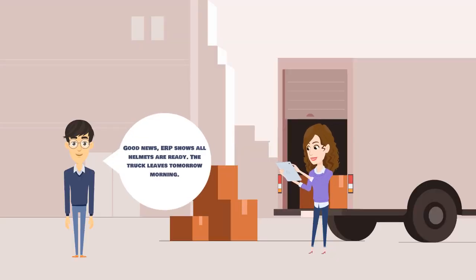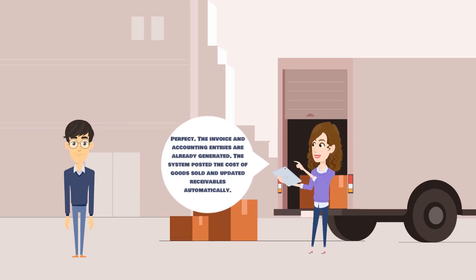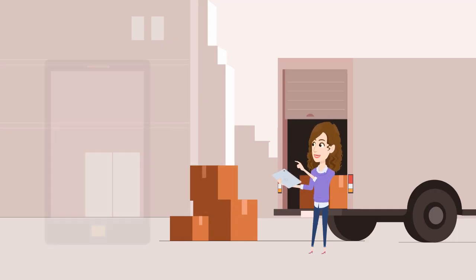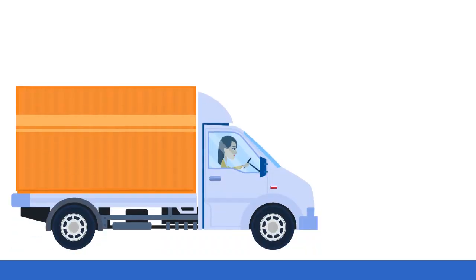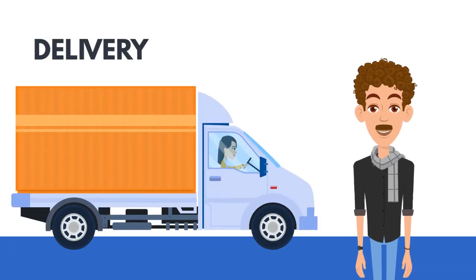Good news, ERP shows all helmets are ready. The truck leaves tomorrow morning. Perfect. The invoice and accounting entries are already generated. The system posted the cost of goods sold and updated receivables automatically. ERP also manages delivery, generating shipping documents and updating customers automatically.